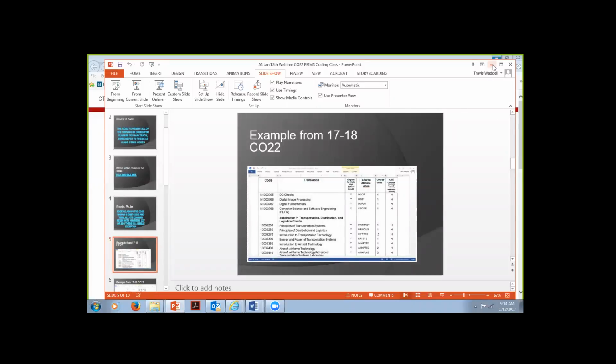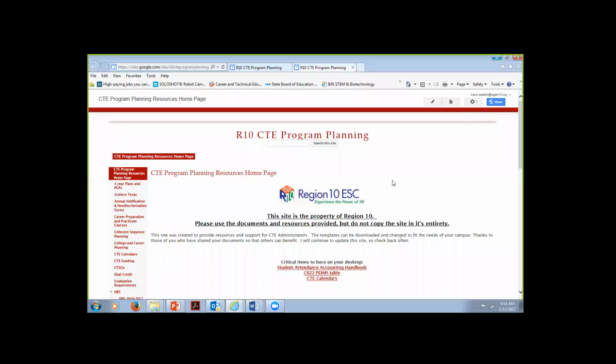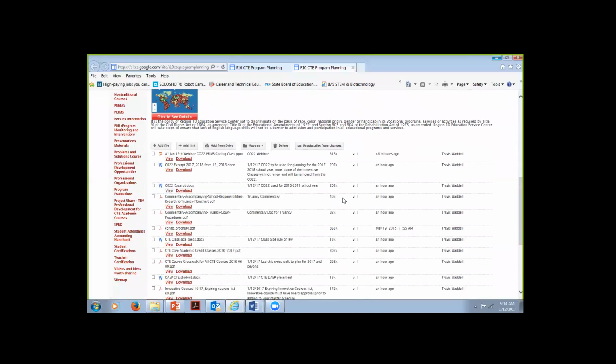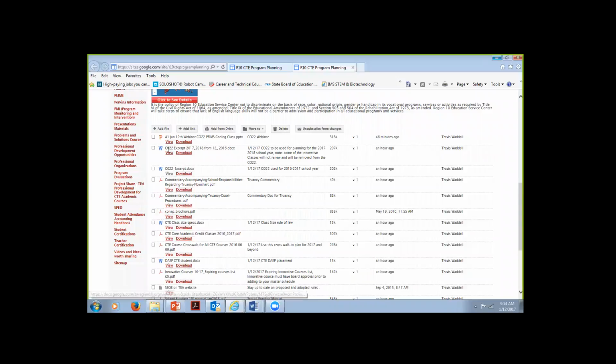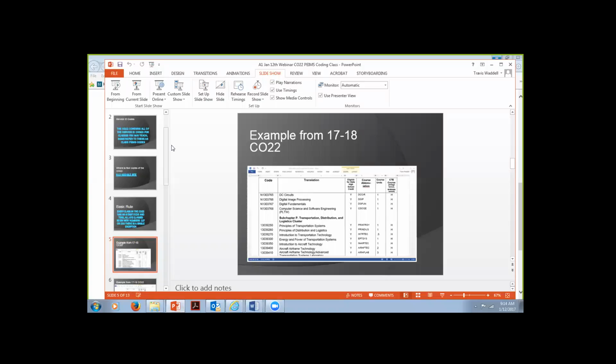Wow. Okay. So when we go to the Region 10 Google website, if you look, you'll find the CO22 documents right here. Now, this is the CO22 that's going to be used for 16-17. This is the CO22 that's used for 17 and beyond planning. Let me get back over here to the slideshow.